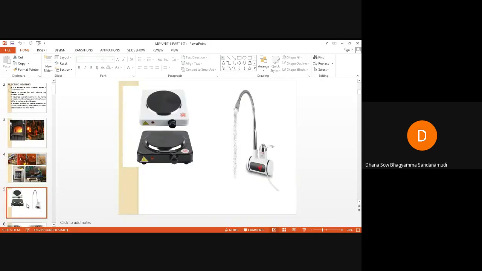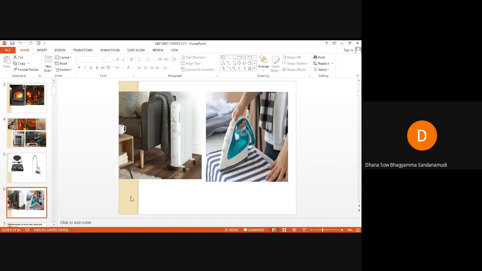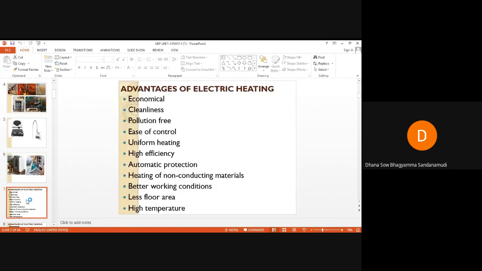What is the need on the domestic side? For domestic purposes, heating is required for cooking, for heating water, for room heating. Of course, in our part of India, we don't require any room heaters during winter, but in the northern part of India, northern people definitely require room heaters during winter. And for pressing clothes also we need electrical energy. There are many more applications you people know, so I need not go on telling the applications or uses of electrical energy. There are many advantages of using electrical energy for heating purposes.